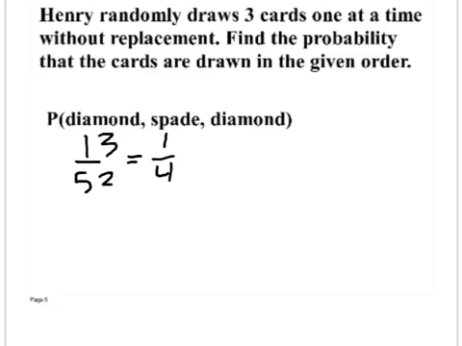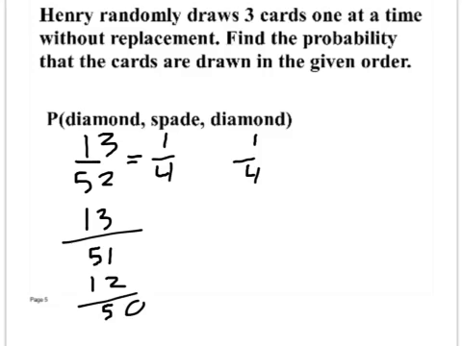Probability of a spade. Right? How many spades are in a deck of cards? 13. How many cards do we have left? 51, because we took a card out, right? So that's the probability of drawing a spade. Now I need to figure out the probability of drawing another diamond. How many diamonds do I have left? 12, out of 50. Now, we just multiply these together, right?